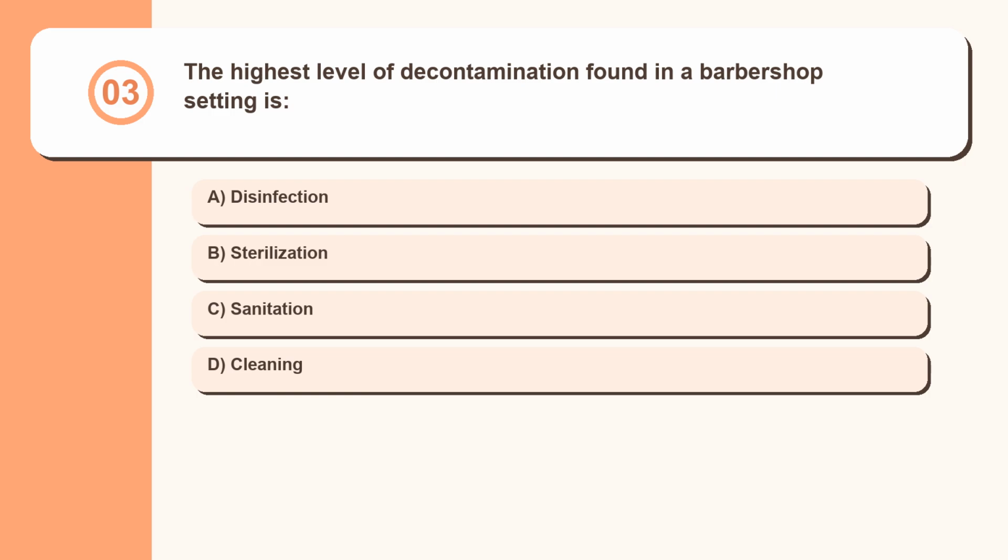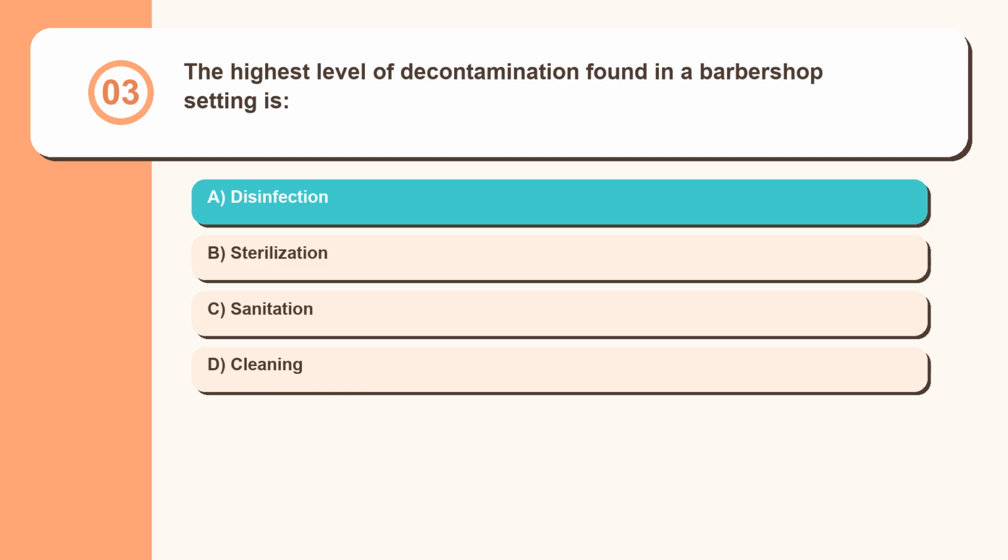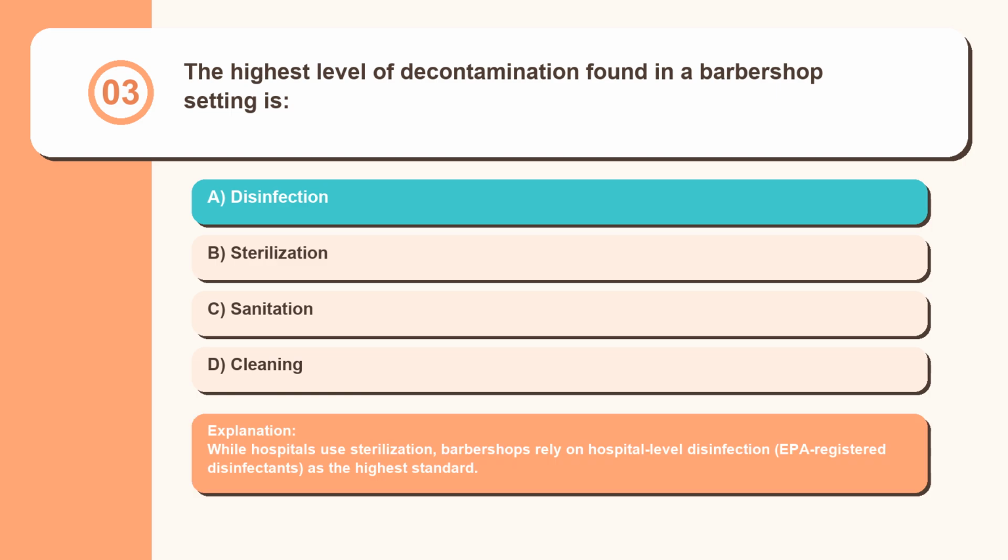Question 3. The highest level of decontamination found in a barbershop setting is disinfection, sterilization, sanitation, cleaning. While hospitals use sterilization, barbershops rely on hospital-level disinfection, EPA-registered disinfectants, as the highest standard.